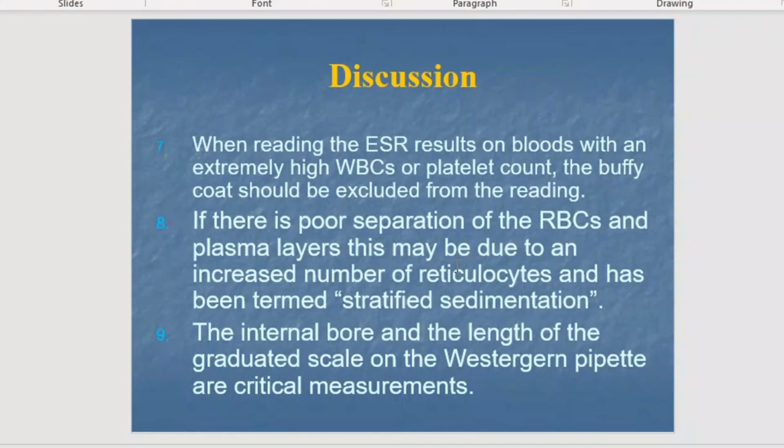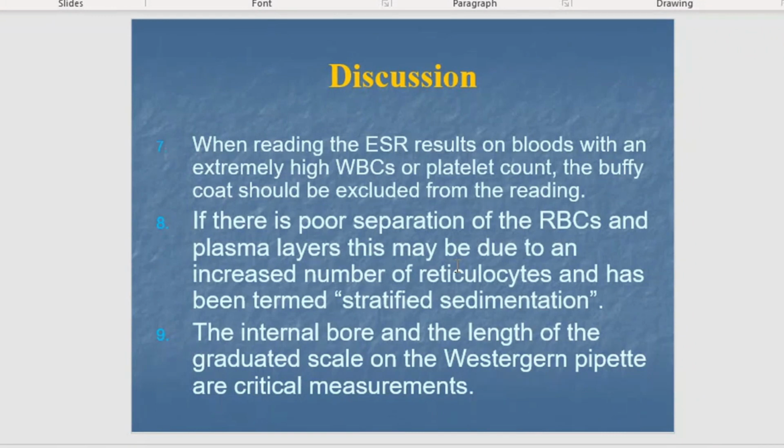When reading the ESR results on blood with an extremely high WBC or platelet count, the buffy coat should be excluded from the reading. You have to be very careful that there are some cells which also settle down, but you should not count them. That's the most important aspect.